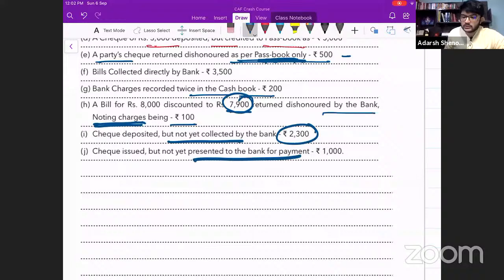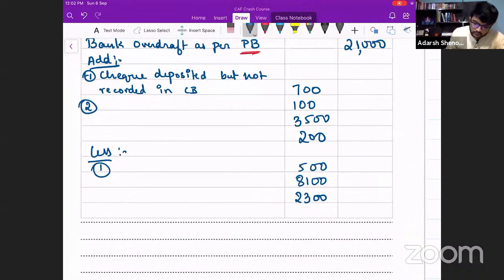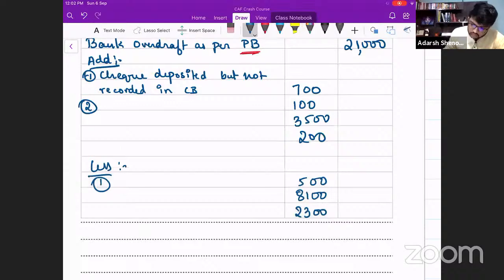Check issued but not yet presented to the bank for payment. Again, easy peasy. Now all this must be easy for you. Which book has moved because of this? The cash book has moved because of this. Upwards or downwards? You issued the check, right? So the cash book has moved downwards. What is the starting point? Cash book is the starting point, so you have to add. How much is the amount? 1,000. So could you please tell me the total of all the additions once?